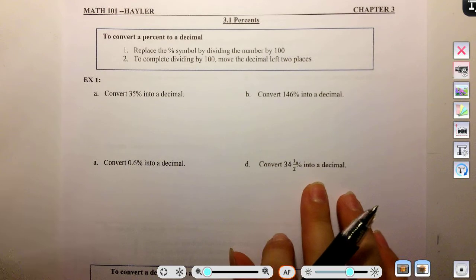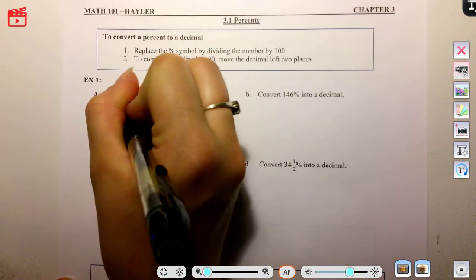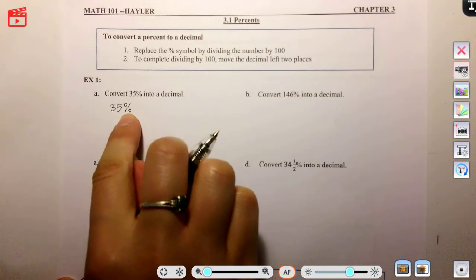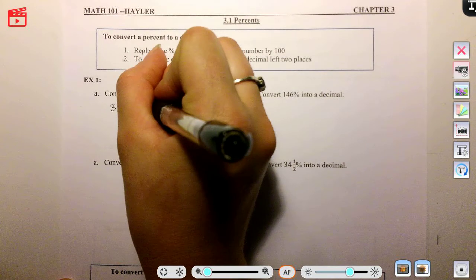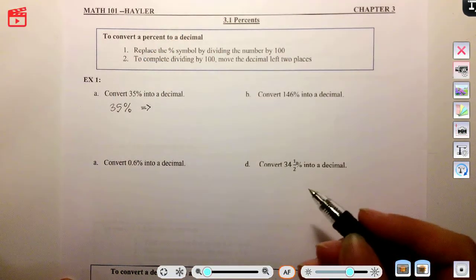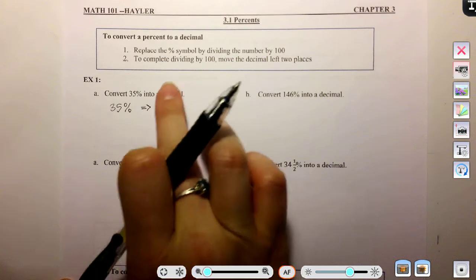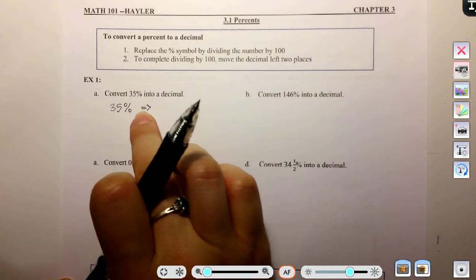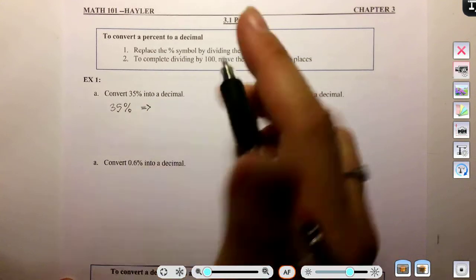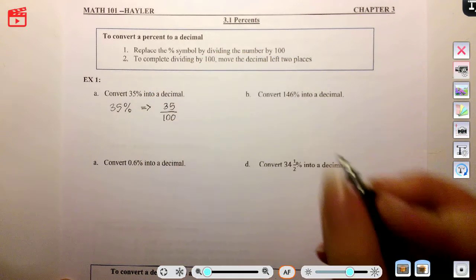All right, so for example 1, we're going to convert 35% into a decimal. Well, the first step is we're going to get rid of that percent sign. This little symbol is sort of the next step. It's not necessarily the equal sign. It's just telling me that the next step is what I'm going to write right over here. So it's kind of like an arrow, but with an equal sign to it. So 35%, we're going to write as 35 over 100. Okay, that was the first step.